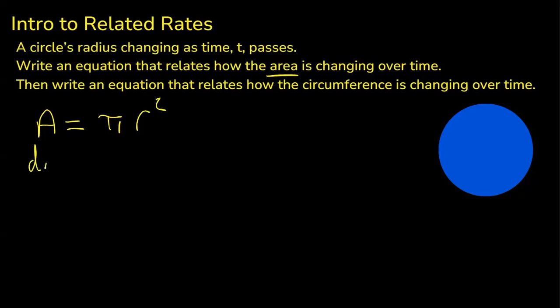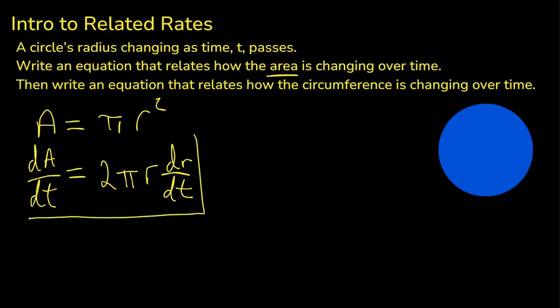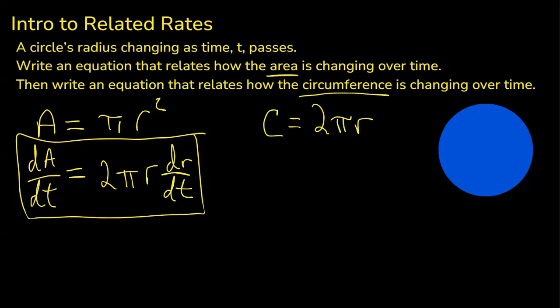So we would differentiate this: dA/dt equals pi times r squared. The derivative of the r squared would be 2 pi r times dr/dt. And that's all the further we would need to go there. If we do the same thing with the circumference, we need the equation that relates the circumference and the radius. So circumference equals 2 pi r. Then the rate of change of the circumference is equal to 2 pi times dr/dt.